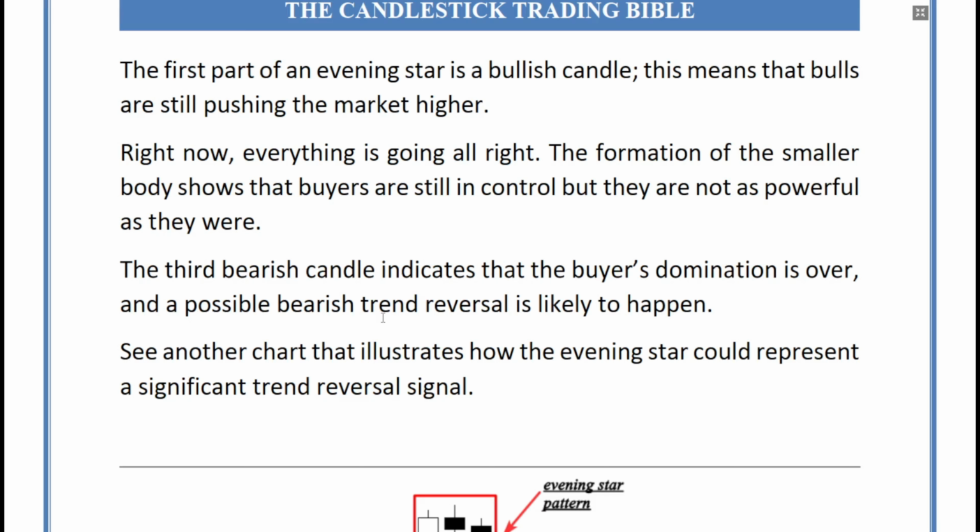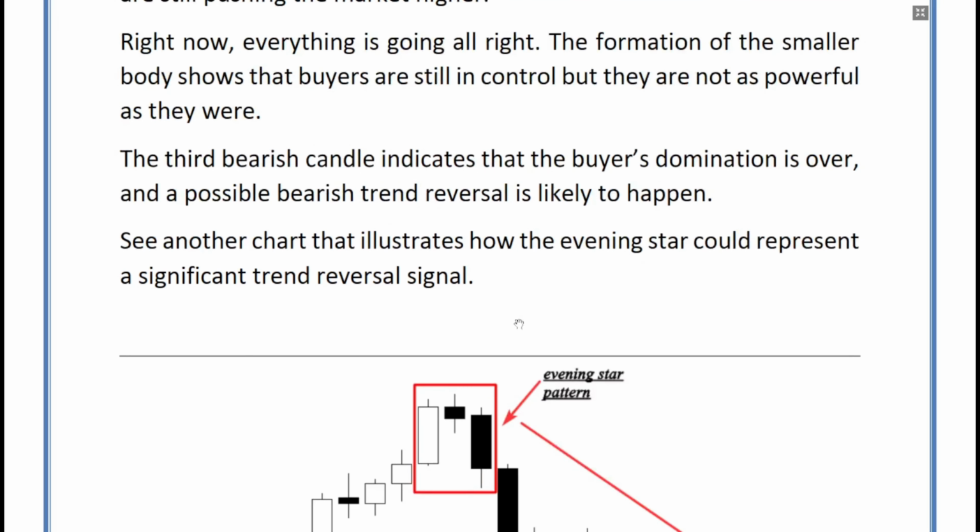Now, everything is going all right, okay? The formation of the smaller body shows that the buyers are in control, but they are not as powerful, okay? Again, whenever you see a small candlestick, it usually signifies that either the buyers or the sellers, one of them, is losing power, okay? Now, you have the third bearish candle. It indicates the buyers' dominion is over and a possible bearish trend reversal is likely to happen.